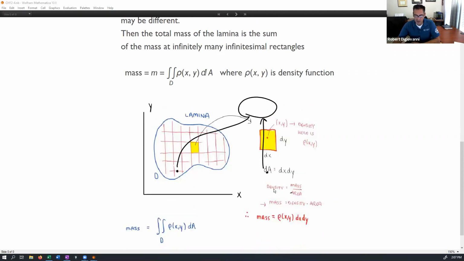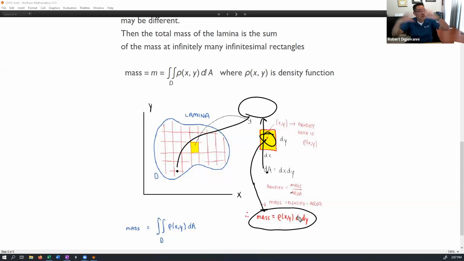If we know that density is mass over area, then that means that mass is density times area. Just multiply both sides by area and we get that mass is density times area. And if the density is given to us by our rho function and the area is dy dx, then the mass at that little infinitesimal patch is just going to be those things multiplied.